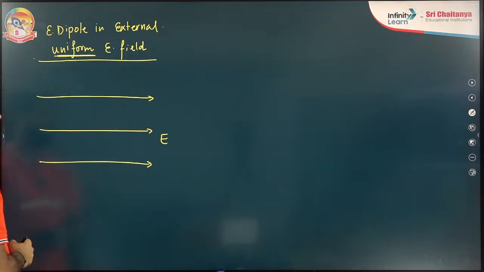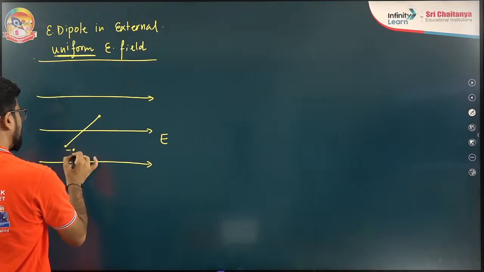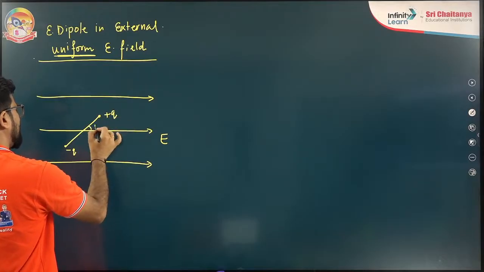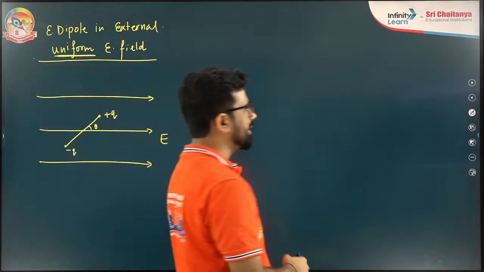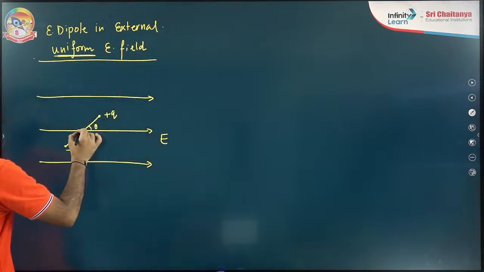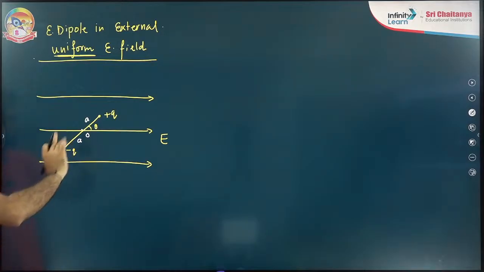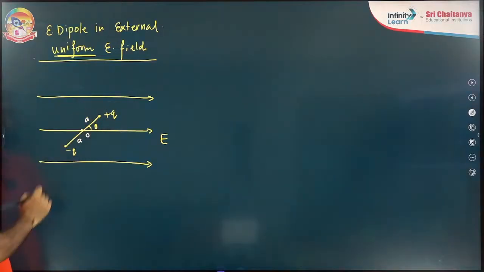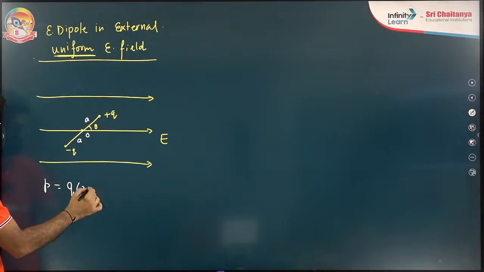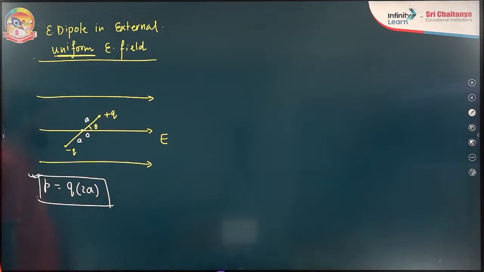In this field, I am putting a dipole, minus Q and plus Q, and this angle I am taking as theta. This is the center of the dipole, and this distance is A and this is A. That means the separation between charges is 2A. If I ask you the dipole moment, you will say Q into 2A. So the dipole moment P is nothing but Q into 2A.